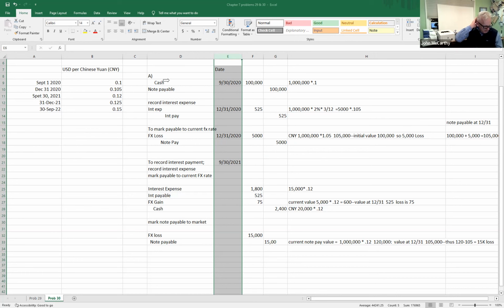I'm not worried about part B on the effective interest rate. So the initial borrowing is 1 million yuan times 10 cents, so in US dollars, $100,000 of cash and a note payable of 100,000. At 12/31, we're not paying interest expense, but we have to accrue interest expense, so we're going to do an adjusting journal entry. It's $1 million, and it gave us that it's 2%.